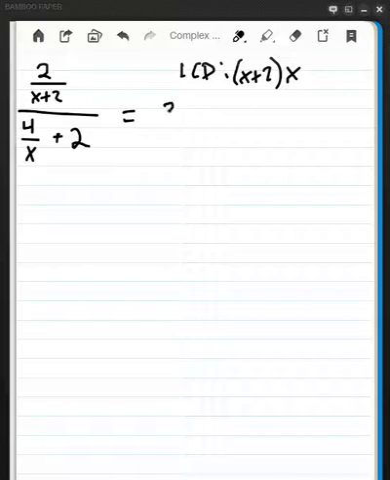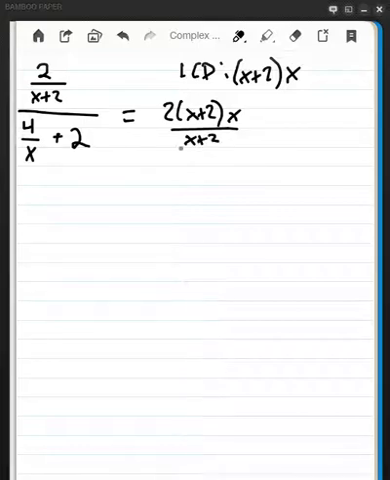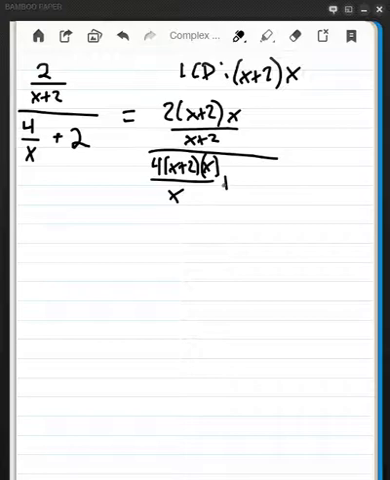Let's do that. So we have 2 times x plus 2 times x over x plus 2, all divided by 4 times x plus 2 times x over x plus 2 times x plus 2. So every term got multiplied by the LCD.